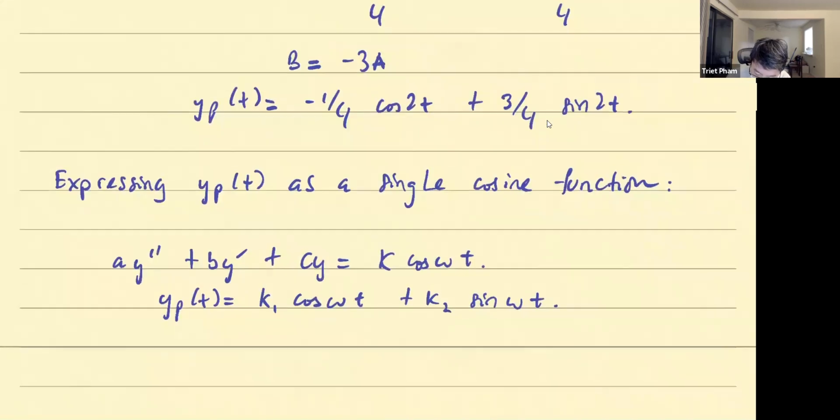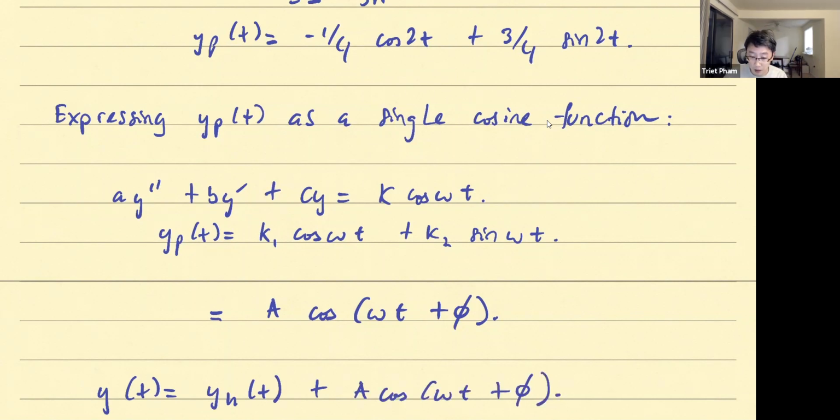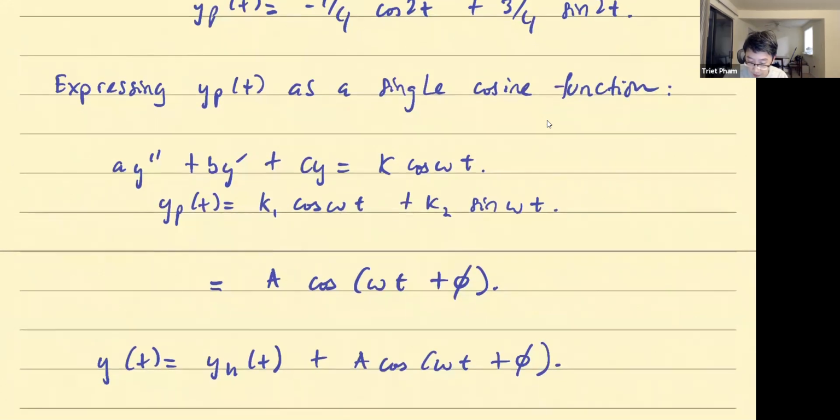I think you want to express this as A cosine of omega t plus phi. So basically, you want to convert this form into this form. Then your general solution will look like something like this: y of t will be yH, whatever that is, and then plus A cosine omega t plus phi. Because basically this has a more meaningful interpretation.